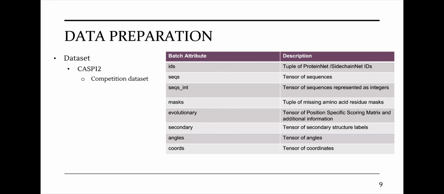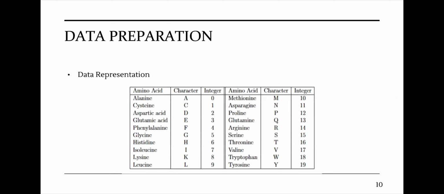The data preparation phase involved obtaining the dataset from the SideChainNet framework and cleaning and structuring the data into the appropriate format. The dataset contained a range of information about the proteins, such as the amino acid sequence, backbone and side chain angles, secondary structure and evolutionary information, and 3D coordinates. The Cas12 dataset was the primary dataset used for training and evaluation. The dataset contains proteins used in the Cas competition, which is a competition that aims to establish the state-of-art models for protein structure prediction. The dataset contained a diverse set of proteins with minimal overlap between splits.